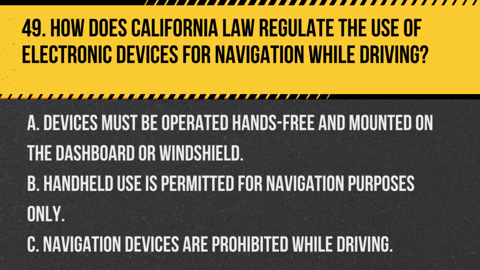Question 49. How does California law regulate the use of electronic devices for navigation while driving? A. Devices must be operated hands-free and mounted on the dashboard or windshield. B. Handheld use is permitted for navigation purposes only. C. Navigation devices are prohibited while driving. Answer: A. Devices must be operated hands-free and mounted on the dashboard or windshield. This law aims to minimize distraction.